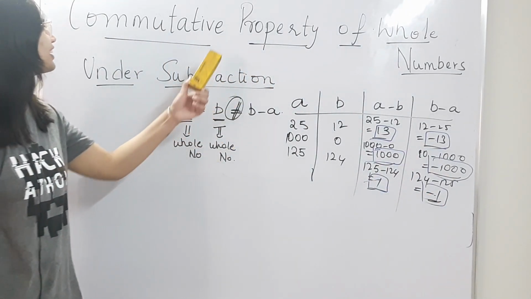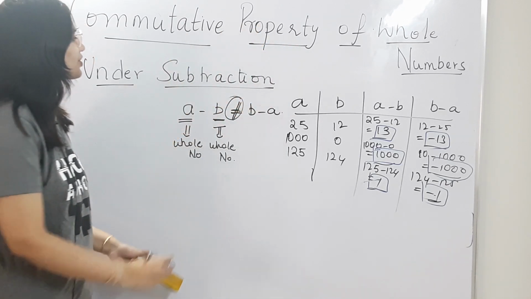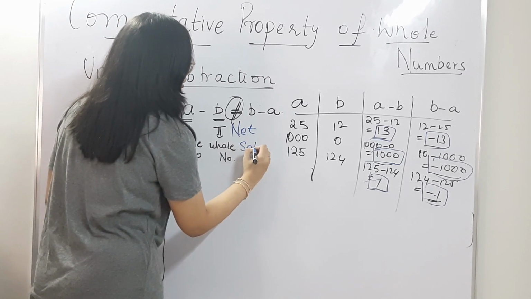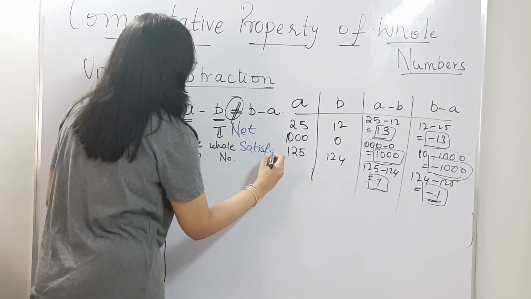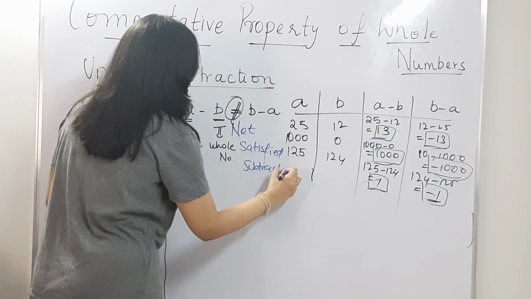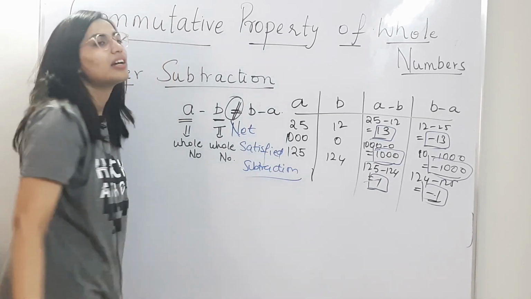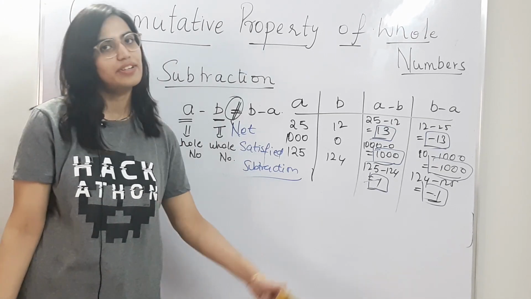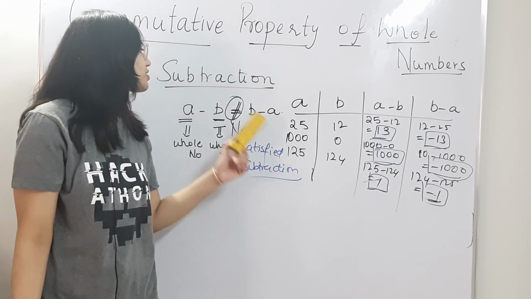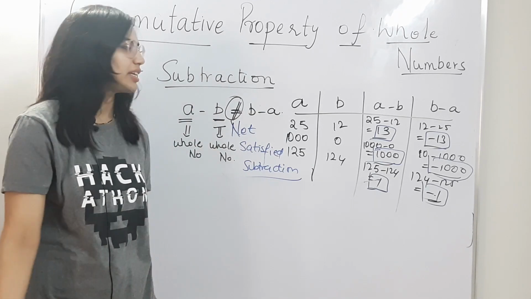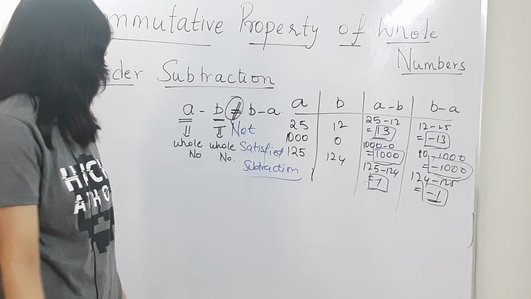Hence, commutative property of whole numbers is not satisfied for subtraction. Okay, only addition, and now we'll see multiplication. It is also satisfied for multiplication, but it is not satisfied for subtraction and division. We'll prove the same in the later part of the video.